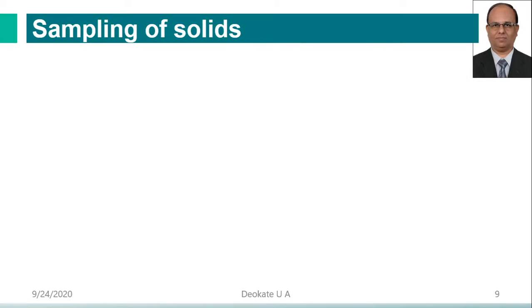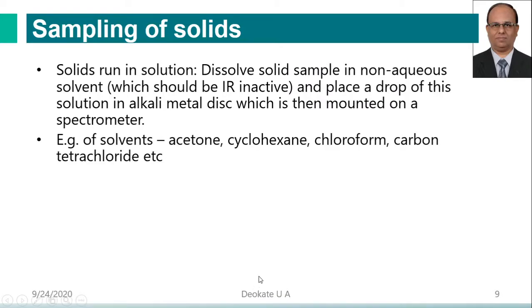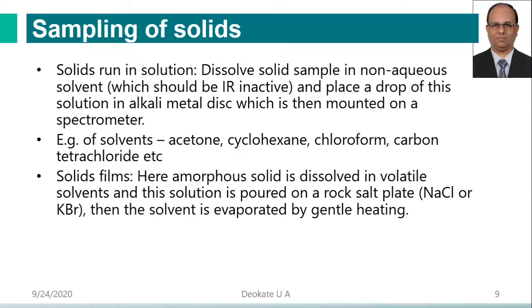Now we'll first see the sampling of solids. Solid is generally dissolved in a particular solvent and used as a solution. The solid sample is dissolved in non-aqueous solvents. We cannot use water as a solvent for dissolving the substances, because it is IR active. An IR inactive solvent should be used, and a drop of this solution is placed on an alkali metal disc, which is then mounted onto a spectrophotometer. Examples of solvents used include acetone, cyclohexane, chloroform, carbon tetrachloride, etc.